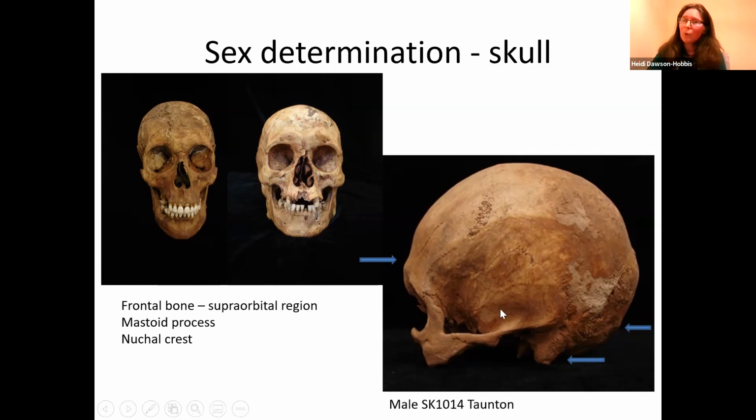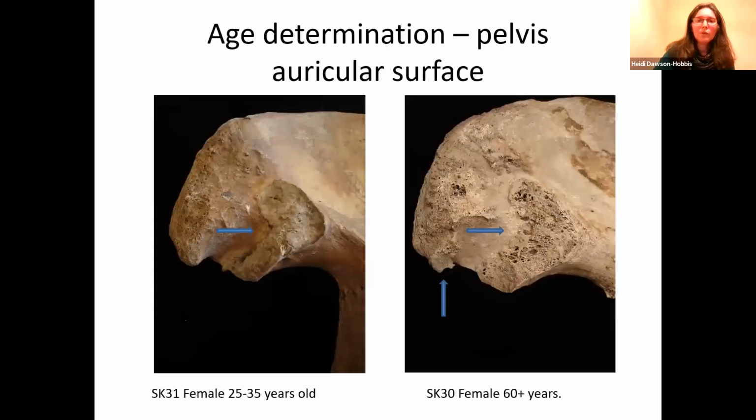Of course, we can only do this with adults. Those sexually dimorphic characteristics, the differences we see between males and females, only really appear once somebody has moved through adolescence. So we can't sex immature individuals using these techniques, but they're very accurate for adults. That's how we can come up with sex determination.